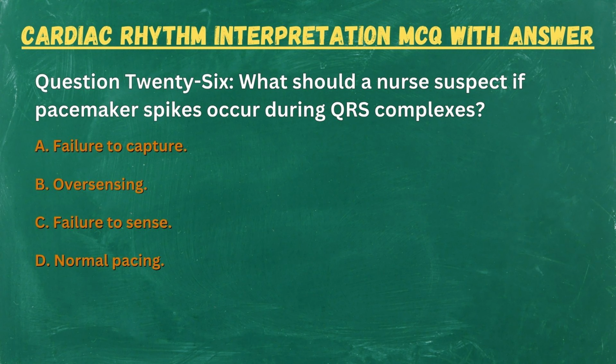Question 26. What should a nurse suspect if pacemaker spikes occur during QRS complexes? A. Failure to capture. B. Oversensing. C. Failure to sense. D. Normal pacing. Answer: C. Failure to sense.